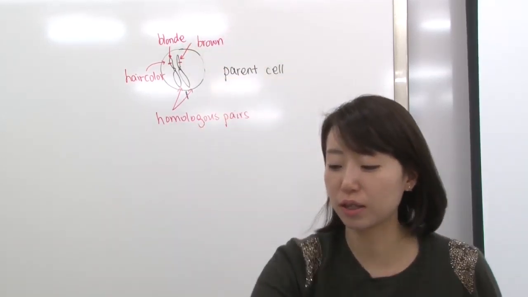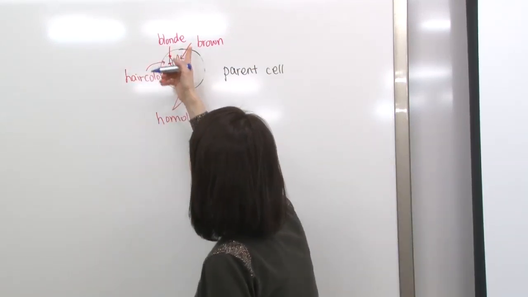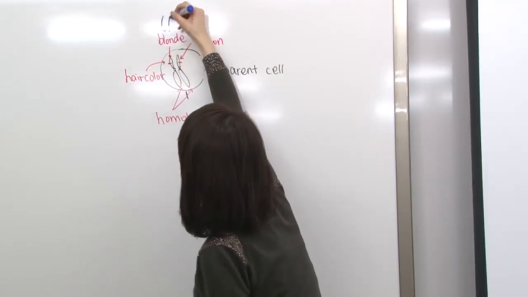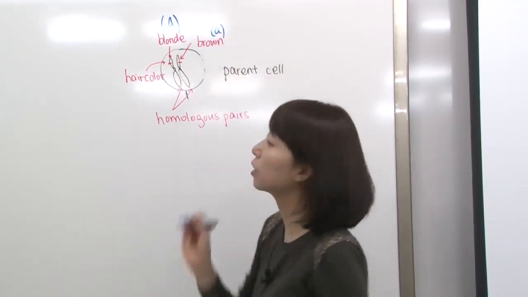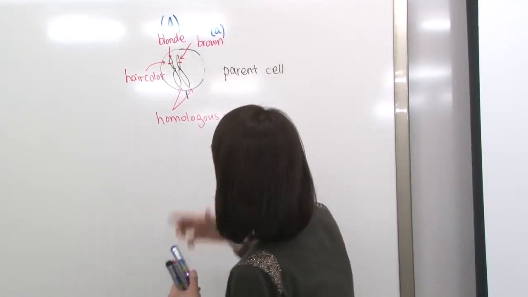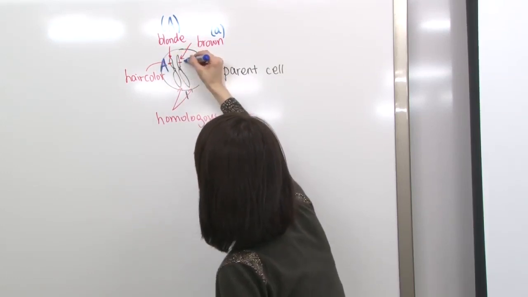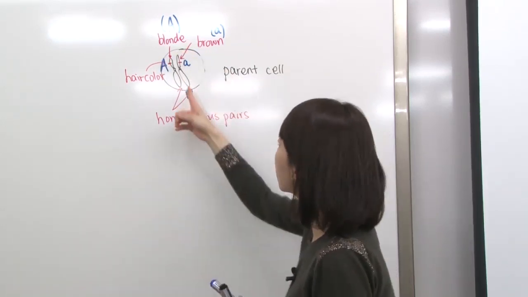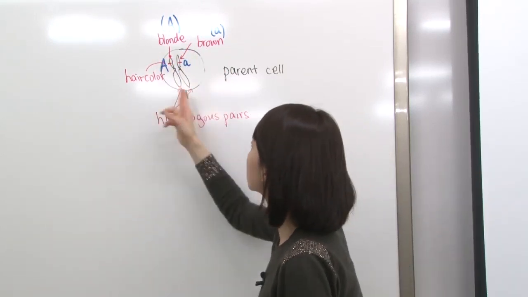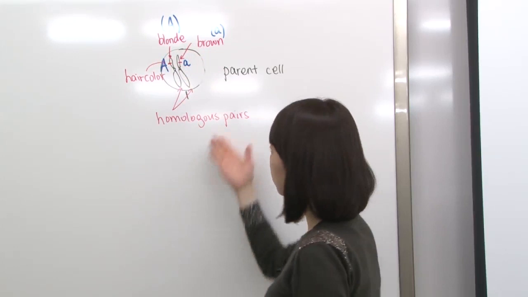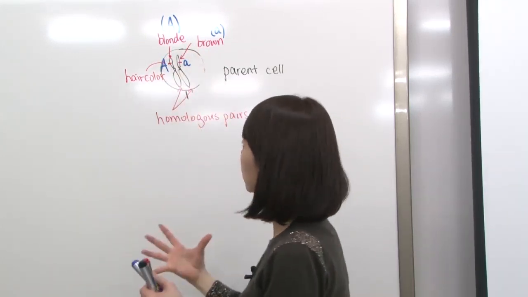From now on, we're going to say that the gene that determines the trait of blonde is called large A, and this one is called small a. So at this location on the chromosome, we have the A gene and the a gene. One came from the mother and the other from the father, or vice versa. This information is contained in the parent cell, in the reproductive organ, the sex organ.